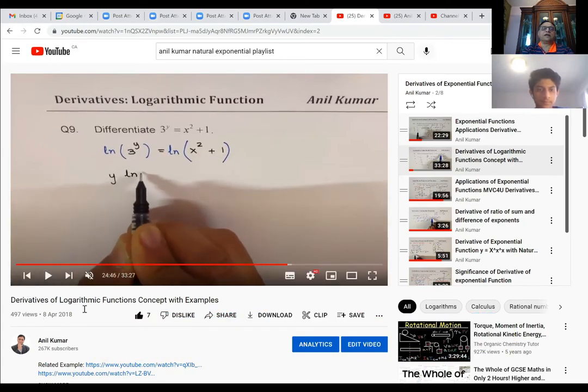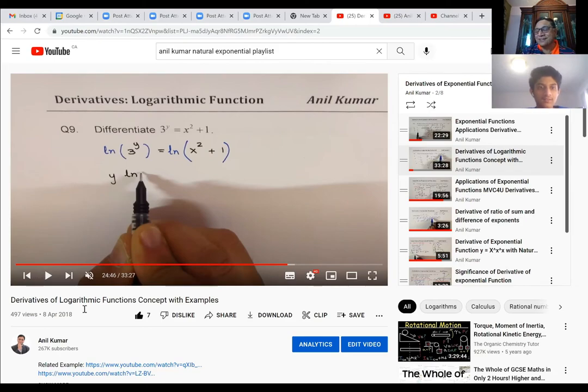Differentiate 3 to the power of y equals x square plus 1. Actually, it is a very difficult question straight away. But if you take natural log from both the sides, it becomes simple. You see that? Otherwise, it was a very difficult question. So as soon as you take natural log, it becomes y ln 3.